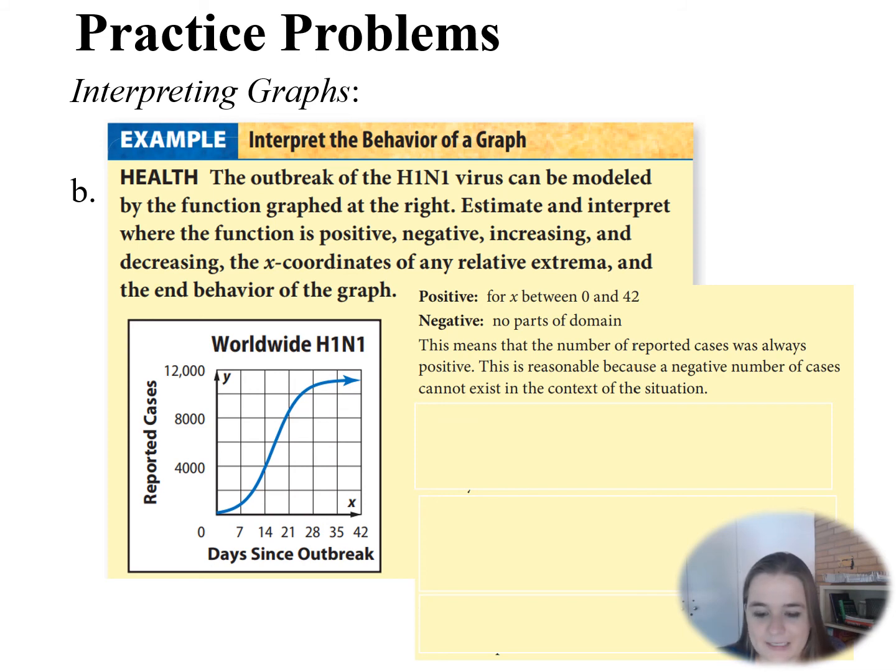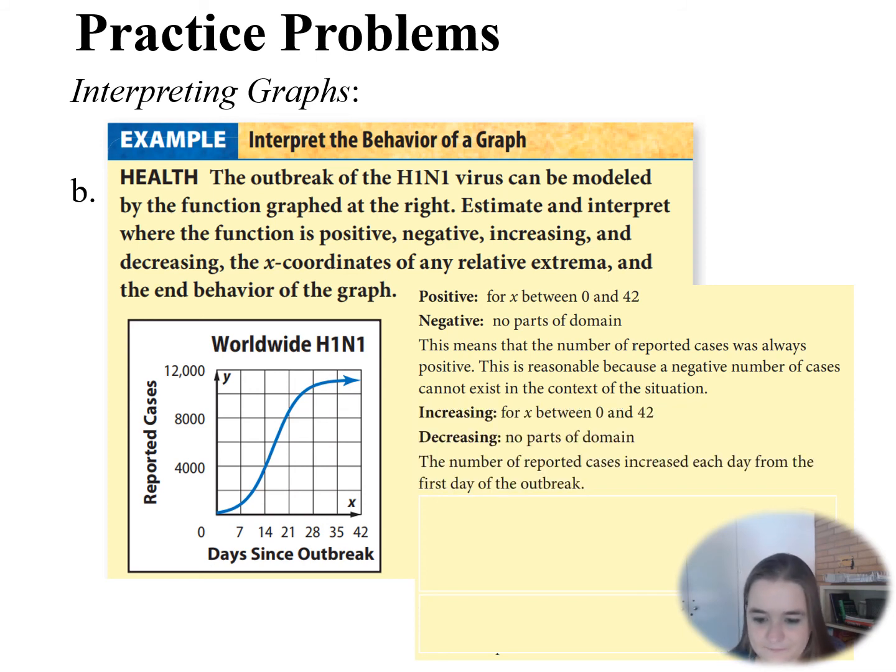We're always increasing our value of reported cases. Now I want to think about increasing or decreasing. And again, for all values shown, we are increasing. We are not decreasing in any segment on the graph, which tells me my real world interpretation is that the number of reported cases increased each day from the first day of the outbreak. This doesn't include that whole idea of recovered cases that we talk about now with our current pandemic.